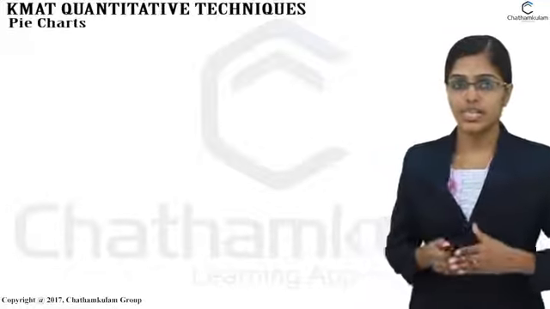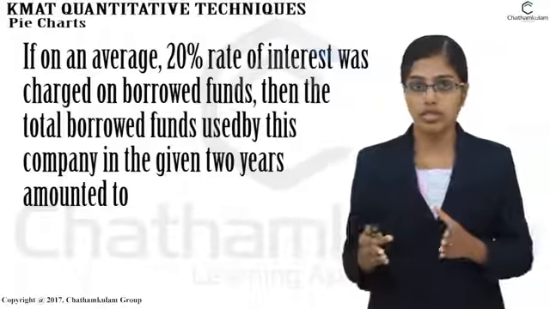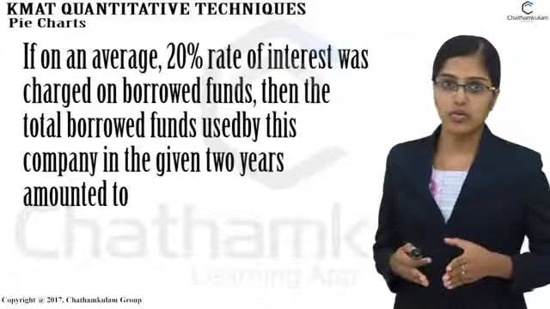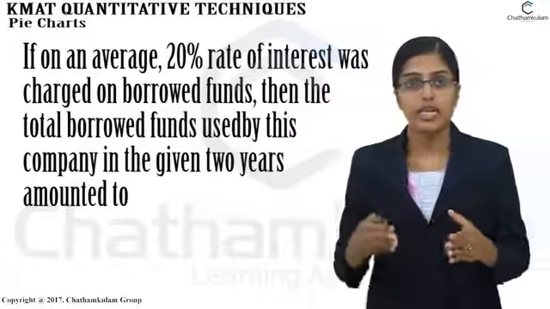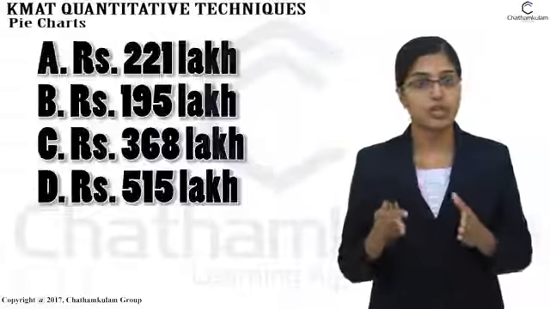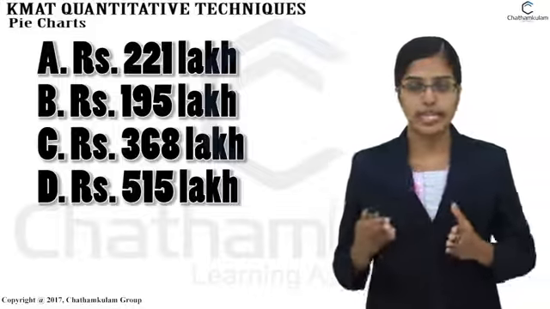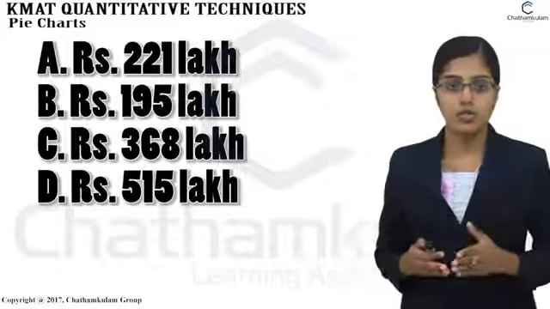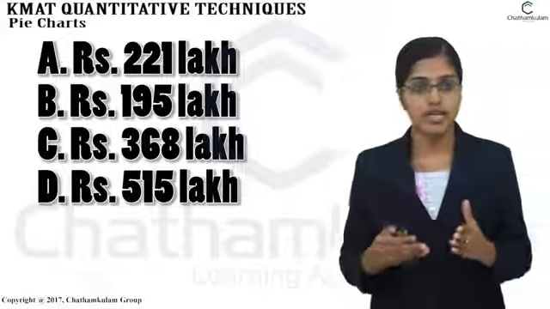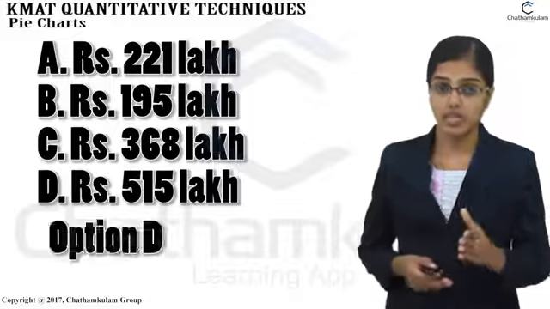Our next question is: if on an average a 20% rate of interest was charged on borrowed funds, then the total borrowed funds used by this company in the given 2 years amounted to option A rupees 221 lakh, option B rupees 195 lakh, option C rupees 368 lakh, option D rupees 515 lakh. So here our answer is option D.